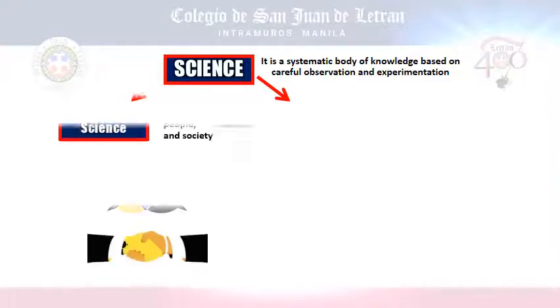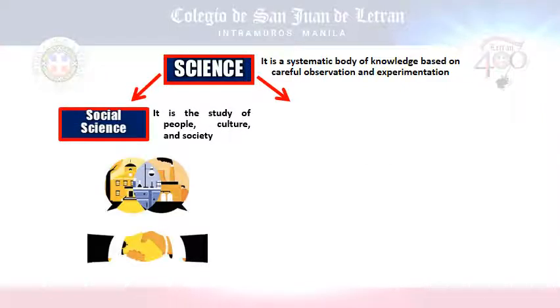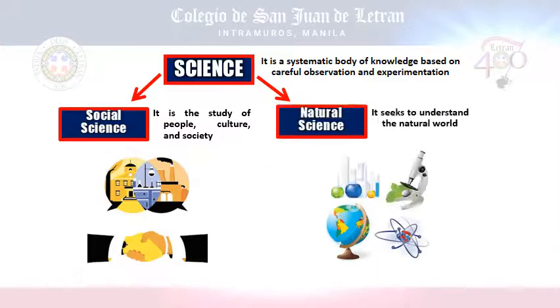Science has two major branches. What are those? Social science and natural science. Social science refers to the study of people, culture, and society. It's more on social studies. You study people in the community, the culture of people, the society. While natural science refers to seeking the natural world. Why there's a tree, water, land, air. It's all about curiosity and discovery in the natural world.